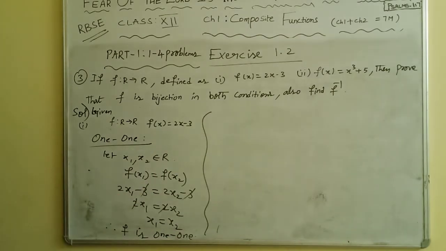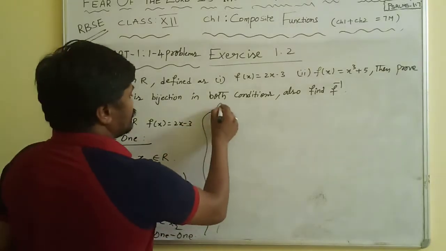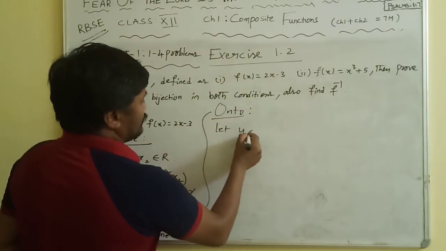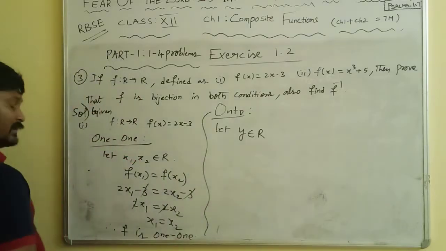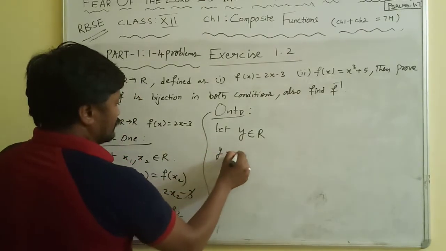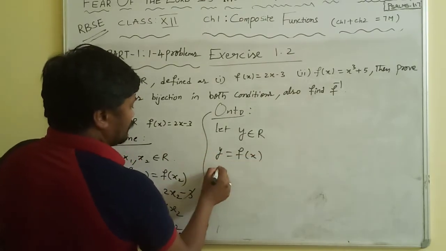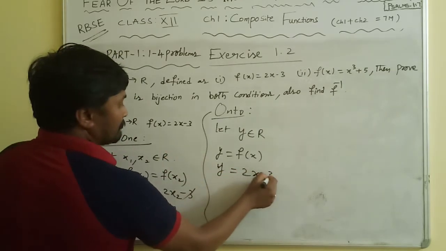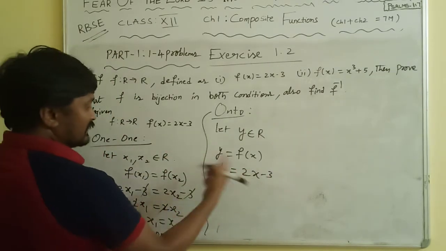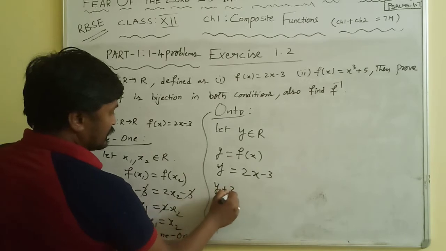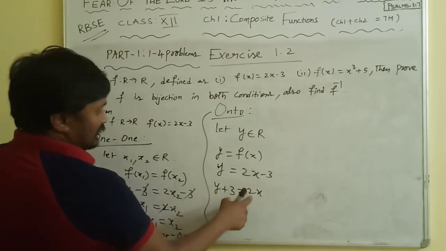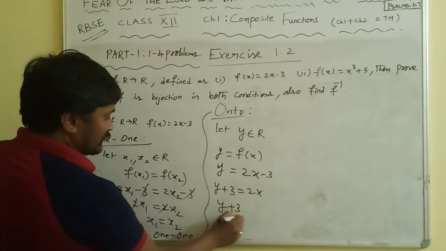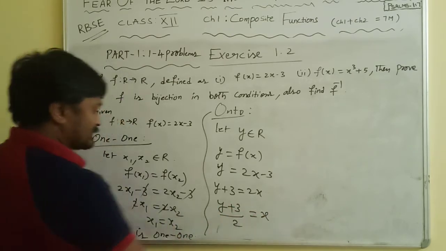Then onto we need to go. So for onto, what do we need to do? Let y belong to R. Then y is equal to f of x. y is equal to, what is your f of x here, 2x minus 3. Then find the x value. Minus 3 goes to the other side as plus 3. So y plus 3 is equal to 2x. And 2 is multiplying, so it goes to that side as division. So y plus 3 upon 2 is equal to x.